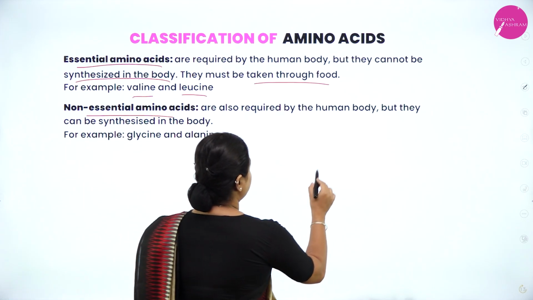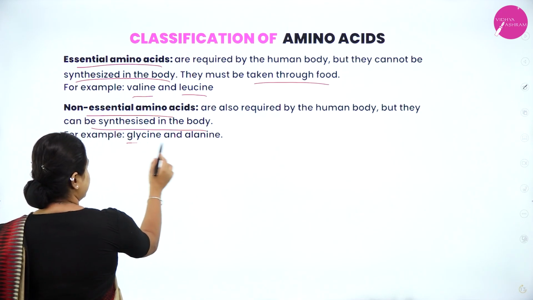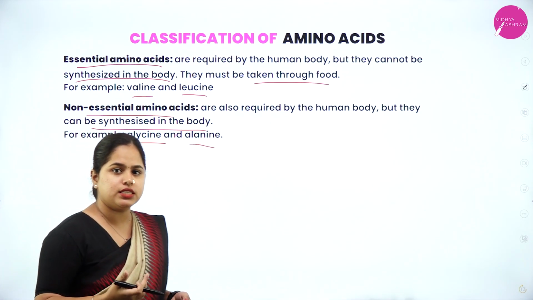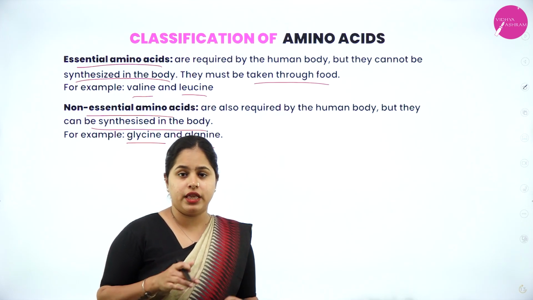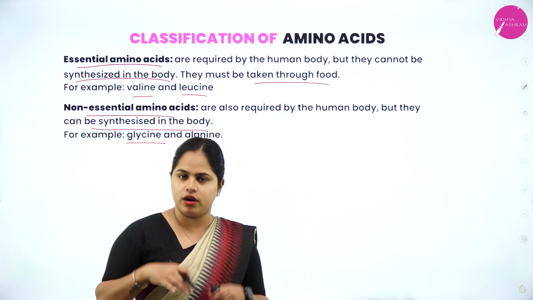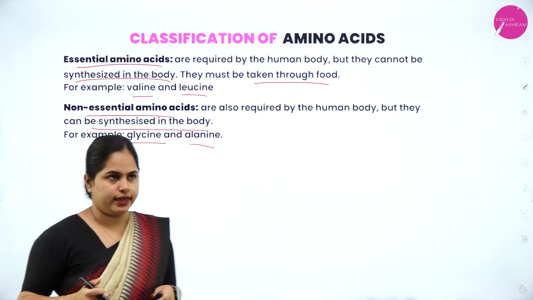Now, non-essential, of course, will already be synthesized in our body, right? They are also required by the human body, but they can be synthesized in the body itself. Examples: glycine, alanine. These are already synthesized in our body, so we need not take them up through food. They are called non-essential because they are already present in our body. So essential ones are supposed to be taken through diet, right?